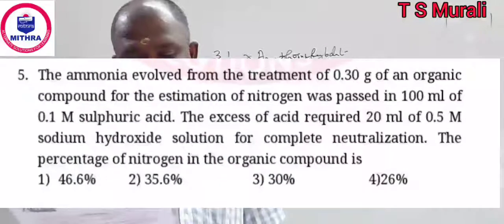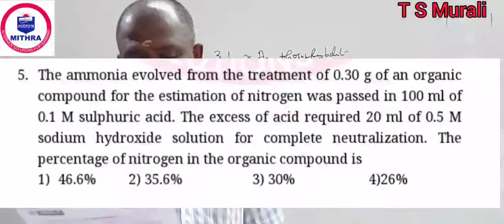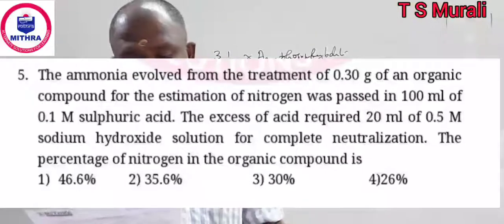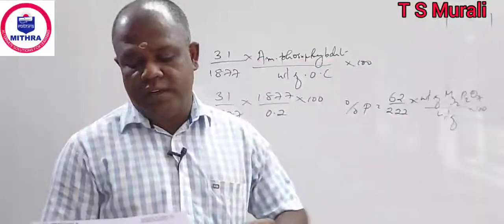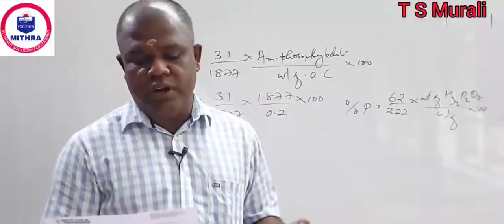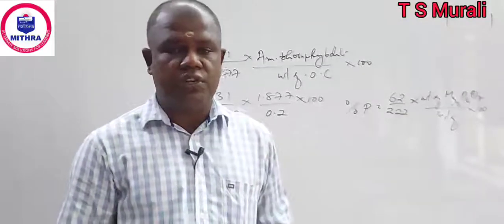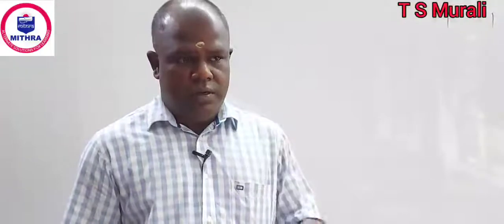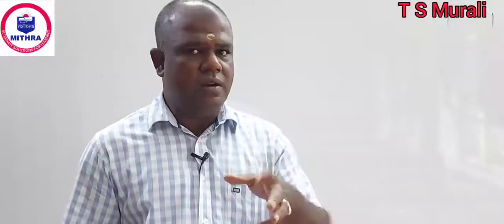Question number 5. Ammonia evolved from the treatment of 0.3 gram of an organic compound for the estimation of nitrogen was passed in 100 ml of 0.1 molar sulfuric acid. Excess of the acid required 20 ml 0.5 molar NaOH for the complete neutralization. Percent of nitrogen? The method is Kjeldahl's method. But in Kjeldahl's method, there are some restrictions. Some of the functional group nitrogen cannot be estimated. You refer to it. I told you in the normal class.